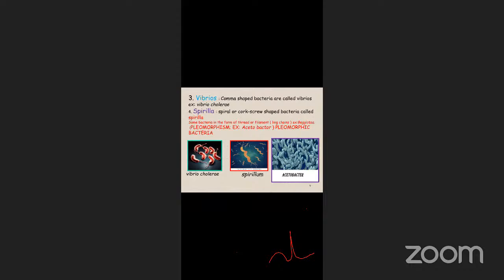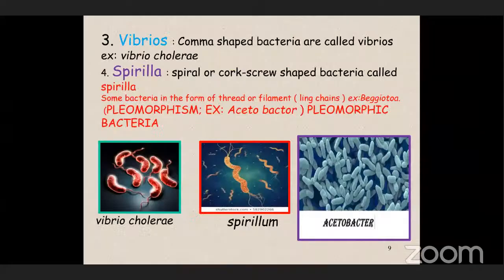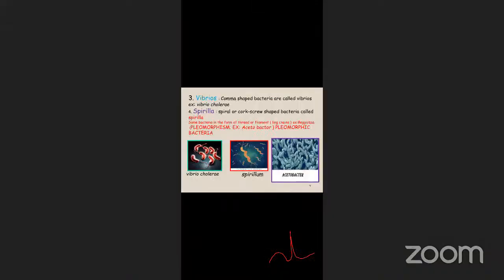What is a pleomorphic bacteria example? Acetobacter. It changes according to the environment. Okay. Once again, I repeat.